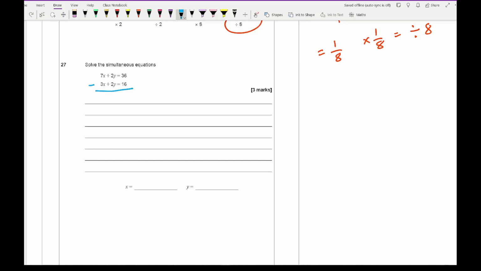I've got 7x, take away 3x, which is 4x. The y's disappear, which is telling me that I'm doing the right thing, and I've got 36 take away 16, which is 20. So therefore, if 4x equals 20, x is going to equal 5.